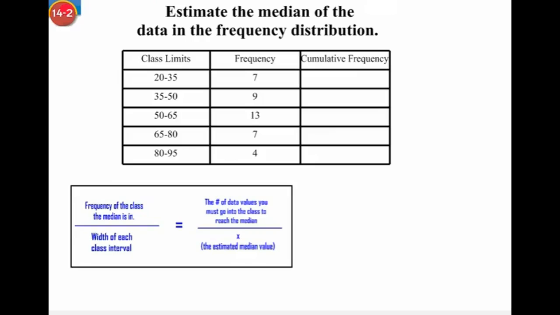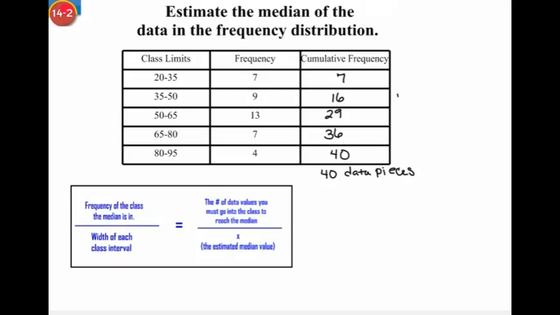Let's do one where we're just given the frequency distribution and have you do it one more time and figure out what the estimated median is. So we've got a frequency of 7. Let's do the cumulative one. 7 plus 9 is 16. 16 and 13 make 29. 29 plus 7 is 36, and then 40. So there are 40 data pieces.